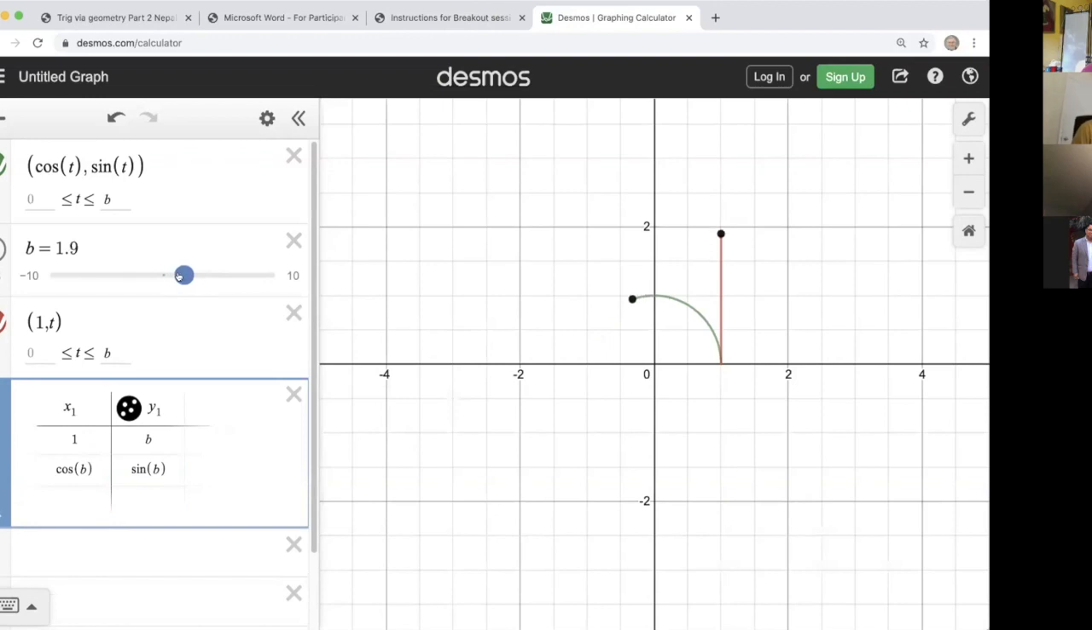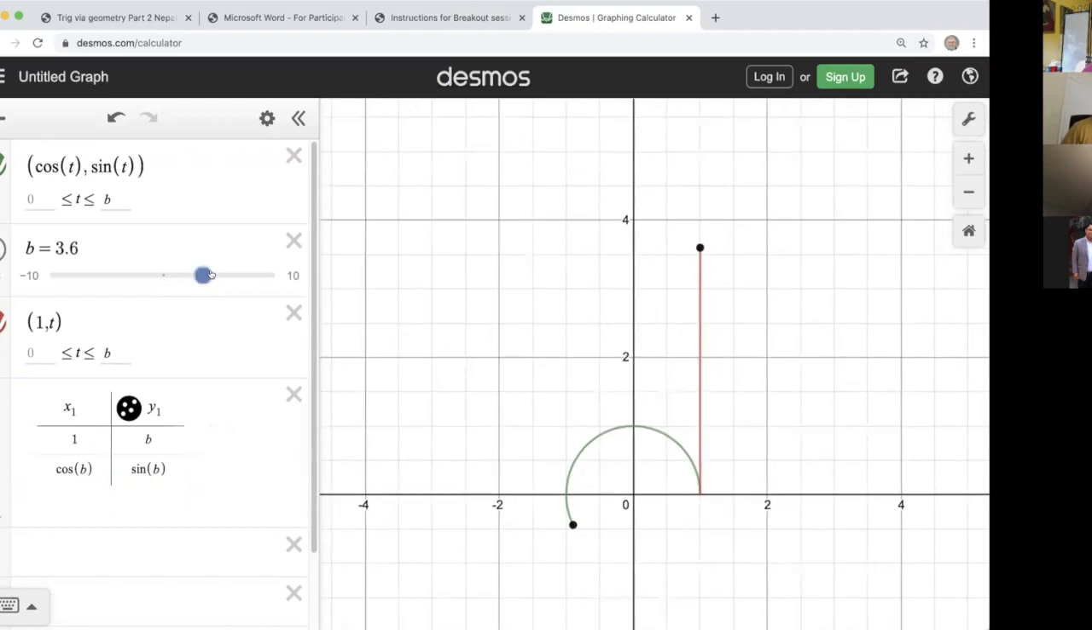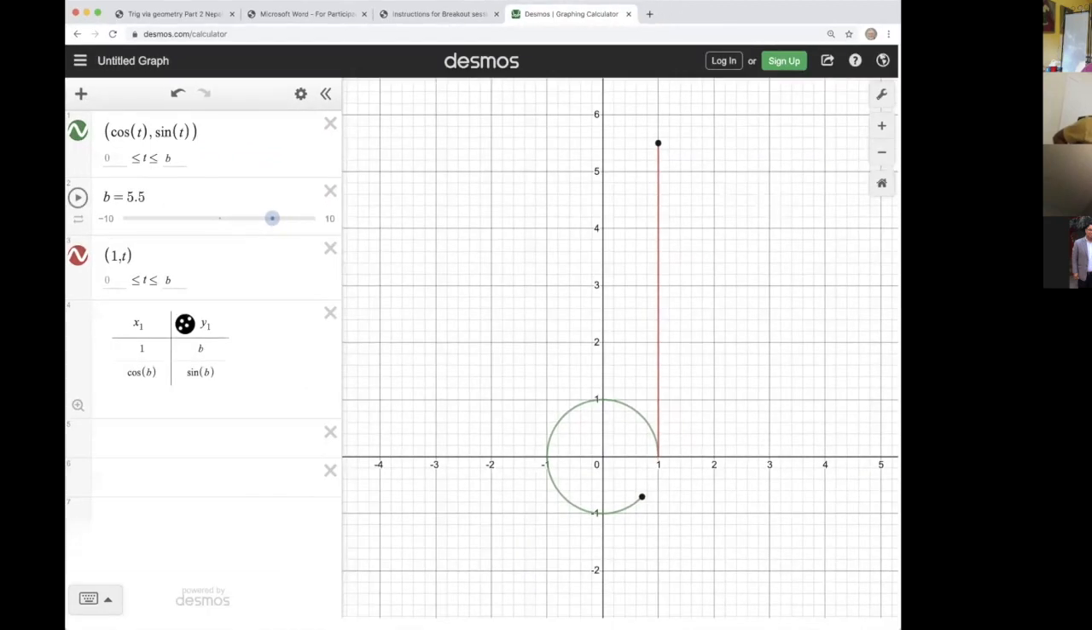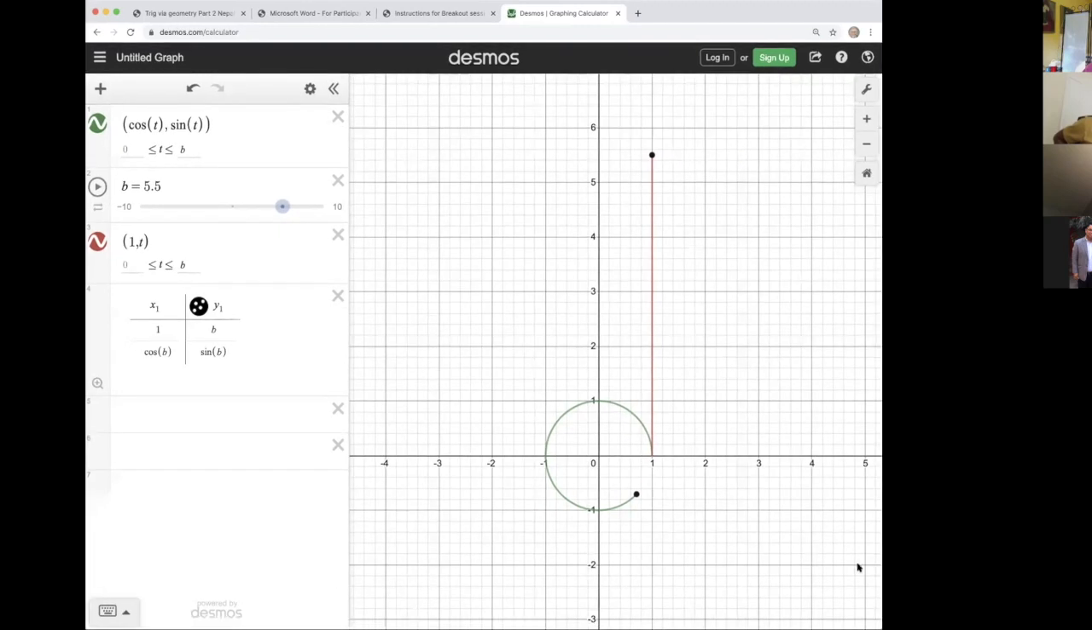You can see this, and let me drag this down so that as I move b to be larger, I can still see it on the screen. Okay, that's better. Now I can go all the way out to about 6.28.